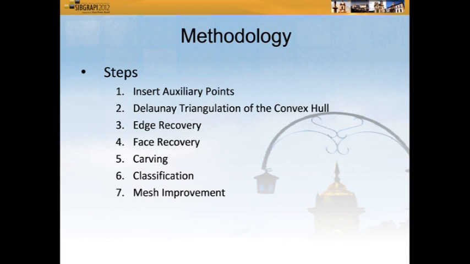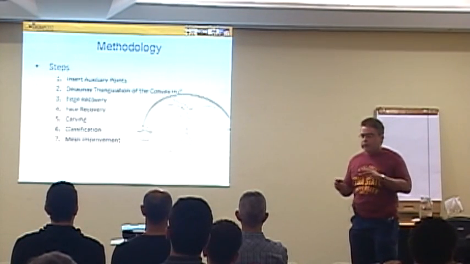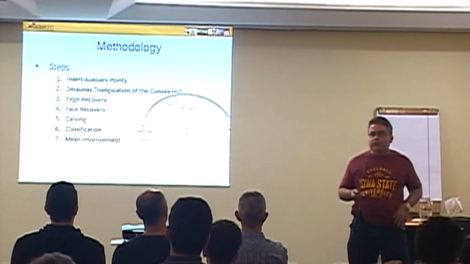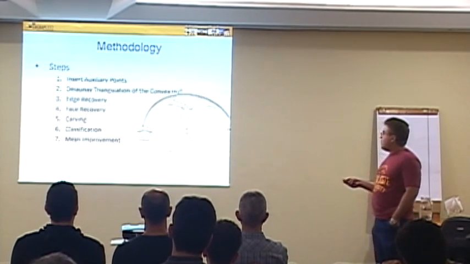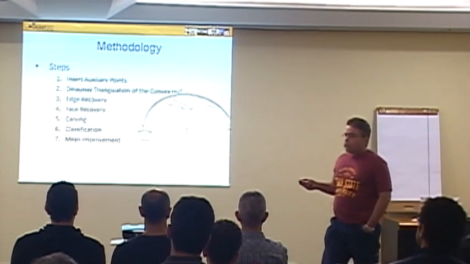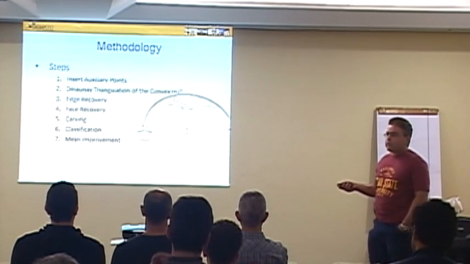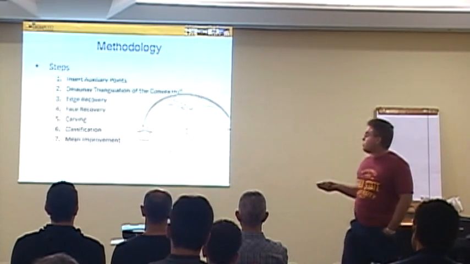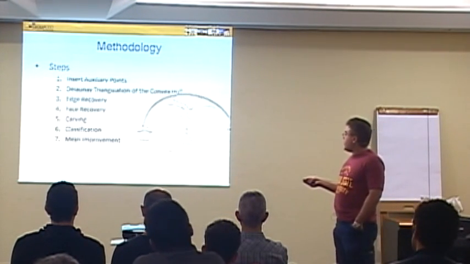Well, once we have the model input, our algorithm works in 7 steps. First, we insert some auxiliary points to fill the empty space in order to have good-shaped tetrahedra. Then we perform a Delaunay triangulation of the convex hull. Then we have to recover the constrained edges that did not appear in the final triangulation because we are basically using a Delaunay engine. The same thing has to be done for the faces.